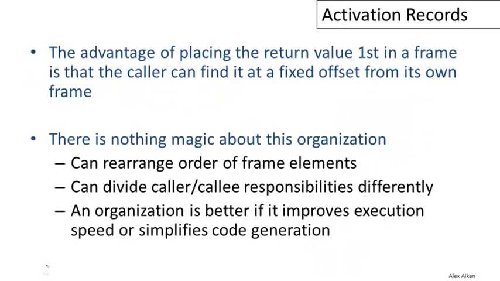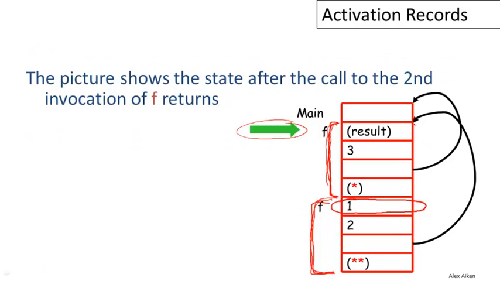So the advantage of placing the return value in the first position in the frame is that the caller can find it at a fixed offset from its own frame. Let's back up and just see that. So here, when the second call to F has returned and the first call here has resumed executing, the code for this call will know that the size of this activation record is 4. Okay, there are 4 words in this activation record. And so it can find the result of the procedure that it called in the 4+1 position, 5 words past the top of the frame. So in particular, it'll be able to find this word in memory.